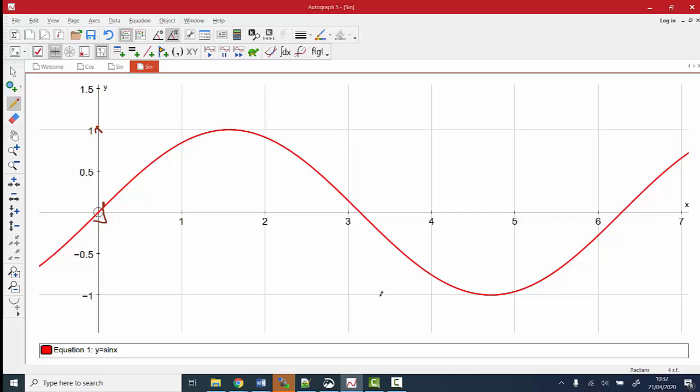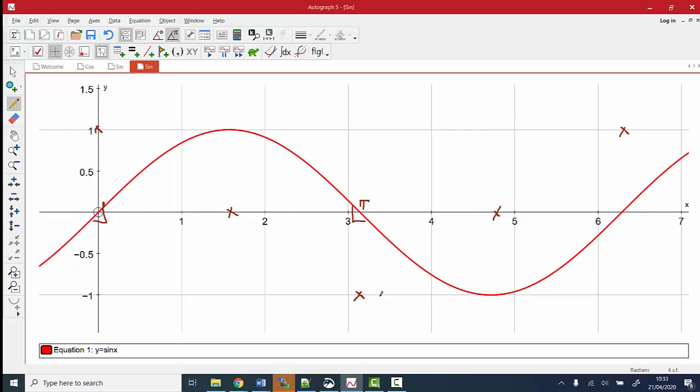Up here, as I mentioned, the gradient is 0. Here, for every unit I go across, I go down 1, so the gradient here is minus 1, and that point there will be pi, for when x is equal to pi. I didn't mention this is pi over 2 here. This one over here, the gradient again is 0, is going to be 3 pi over 2, and when we get to 2 pi, the gradient again is 1.